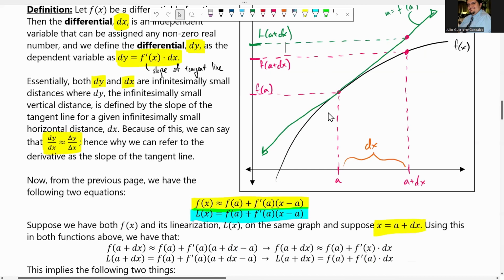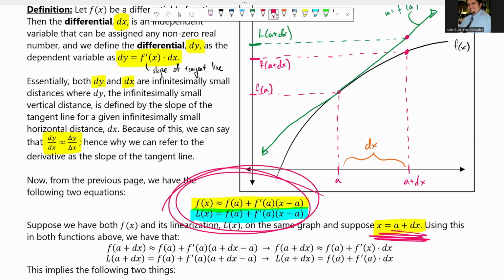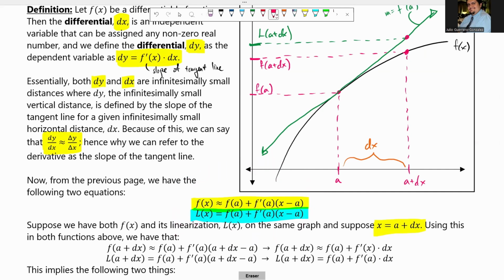If I do that math right there, right? If I do this and I plug them into here, I get the next couple sets of equations, okay? That my f of a plus dx is approximated by this thing, okay? Using my line, I can say this is true, right? Both of these imply the next part over.